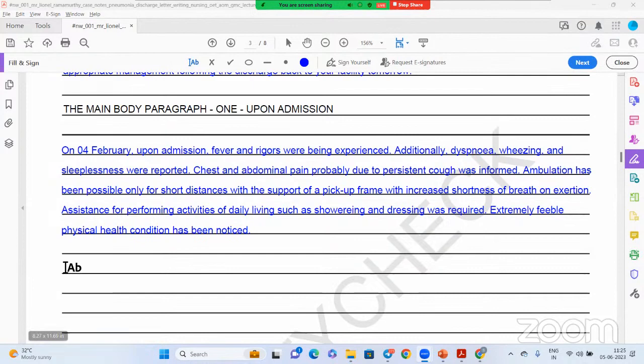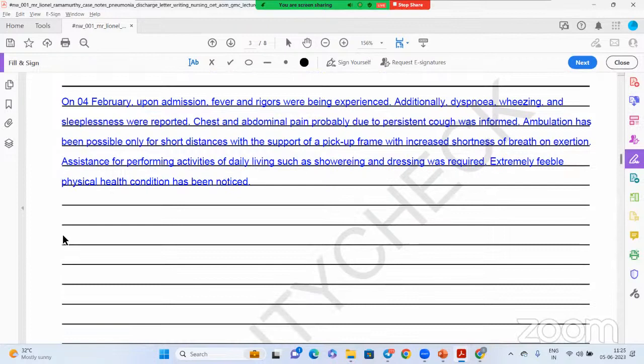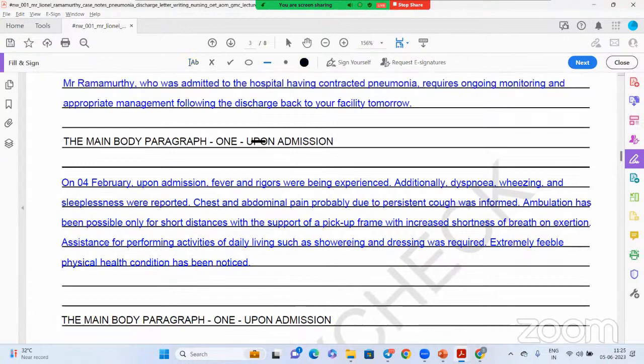Next one, we'll write the main body paragraph two. Main body paragraph two.